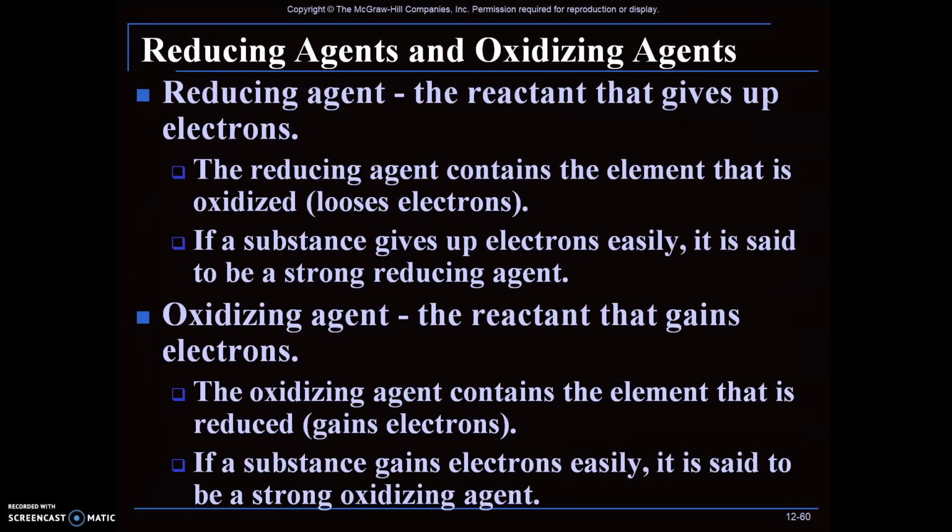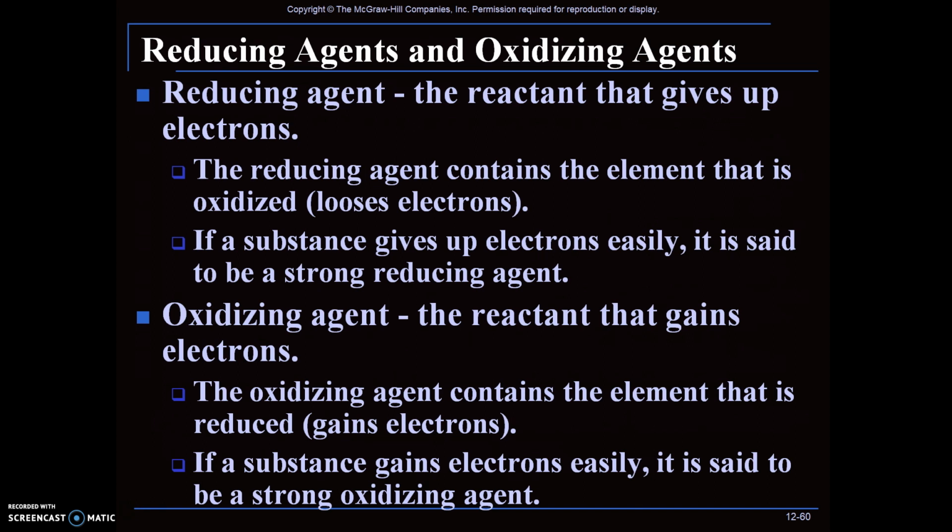Reducing agent. The reactant that gives up electrons is called the reducing agent. The reducing agent contains the element that is oxidized. So you can see right here, the reactant that gives up electrons is called the reducing agent. And if a substance gives up electrons easily, it is said to be a strong reducing agent.